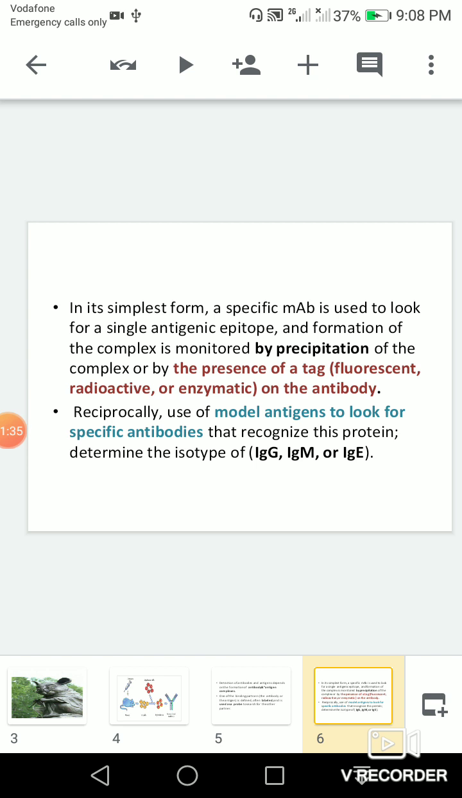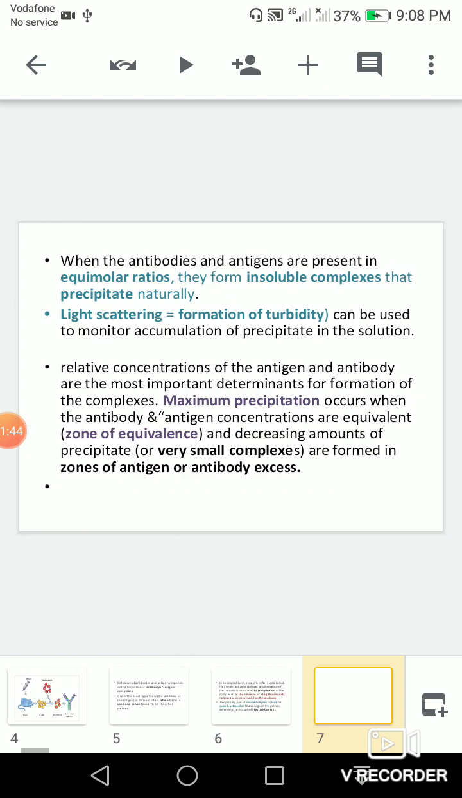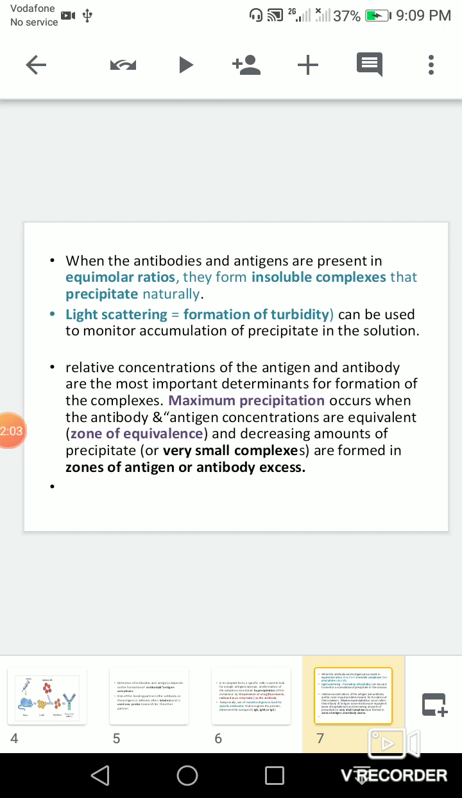Reciprocally, use of model antigens to look for specific antibodies that recognize this protein determines the isotype, like immunoglobulin G or M or E. When the antibody and antigens are present in equimolar ratios, equal amounts, they form insoluble complexes that precipitate naturally. Light scattering or the formation of turbidity can be used to monitor accumulation of precipitate in the solution.